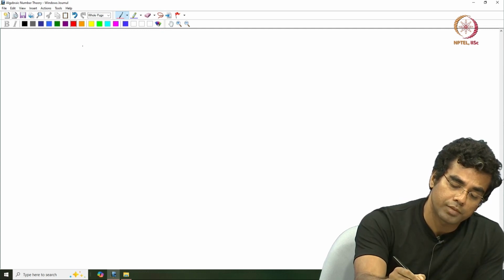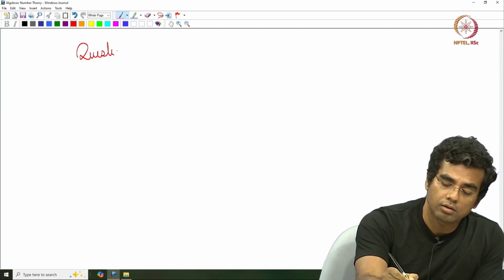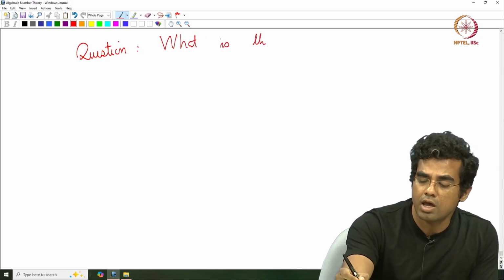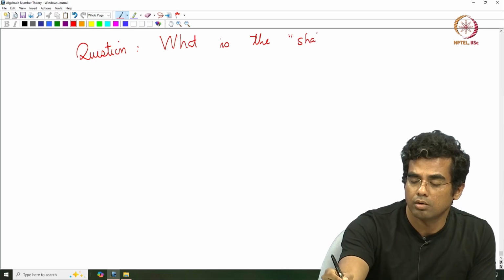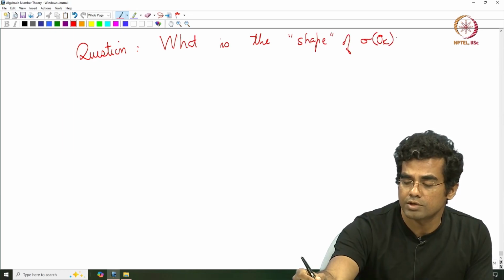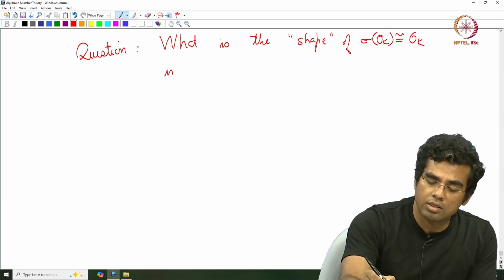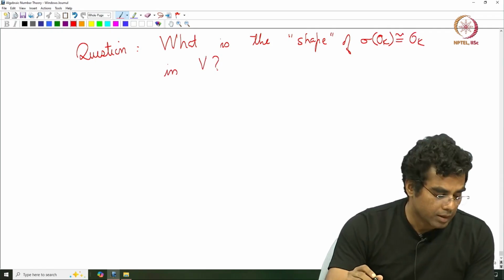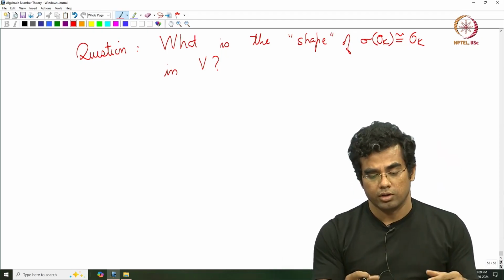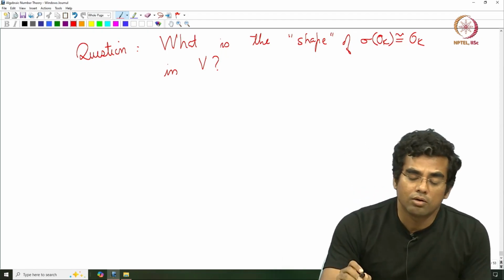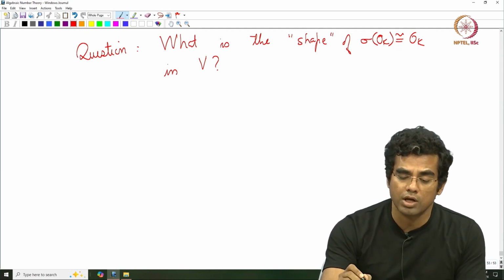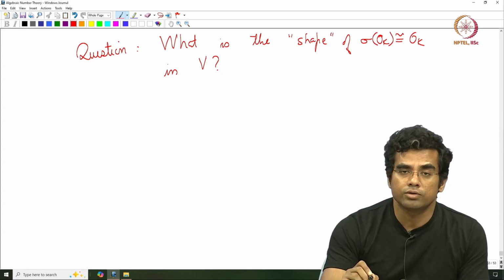So, question: what is the shape of sigma of OK, which is isomorphic to OK, in V? In particular you can ask whether it is very thinly spread out in one direction. One of the ways to capture this shape, but of course not tell everything about the shape, is to find its volume.